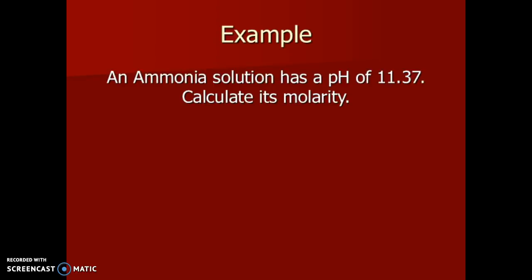So one last example problem, and I wanted to make sure that this was with a weak base, and I wanted to kind of show you a little bit more of a twisted problem. This is actually one of my favorite ones to do in this entire chapter. So we're going to take another ammonia solution, and all we know is that it has a pH of 11.37, and we're asked to calculate its molarity.